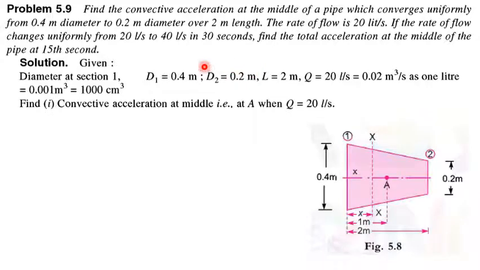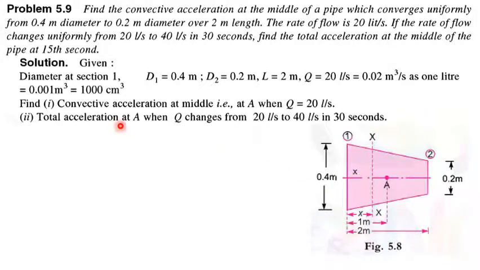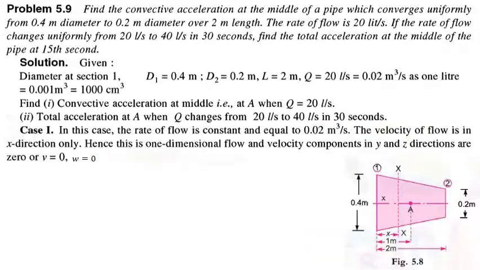So there are two parts to the question, that is first one is finding the convective acceleration at the midpoint. Midpoint is marked in the figure as point A, which is at a distance of 1 meter from section 1. And the second part is finding the total acceleration at the midpoint A when Q is changing from 20 to 40 in 30 seconds. So the case 1 is to find out the convective acceleration at the midpoint A.